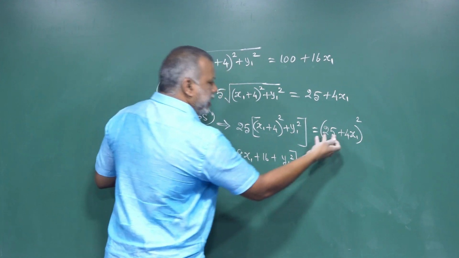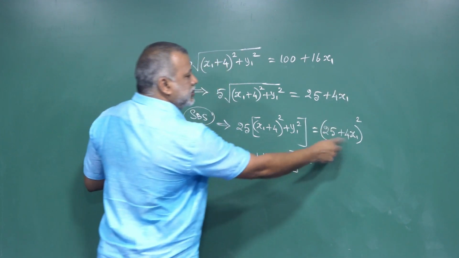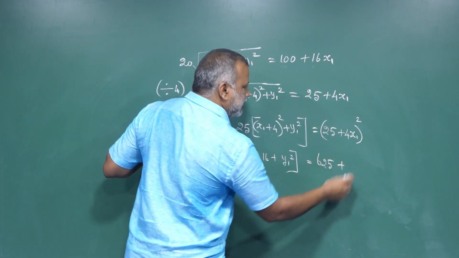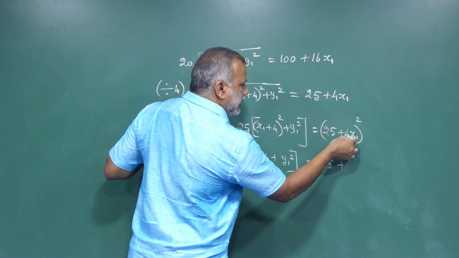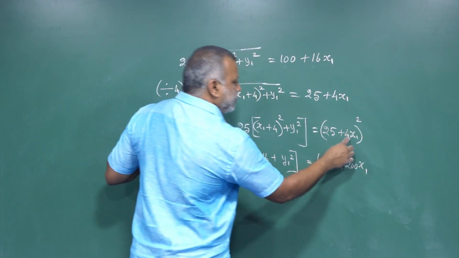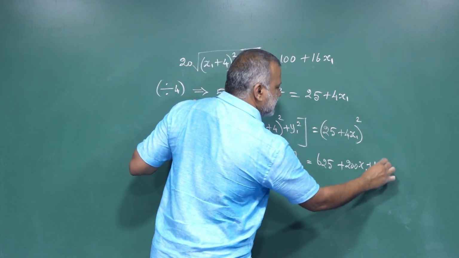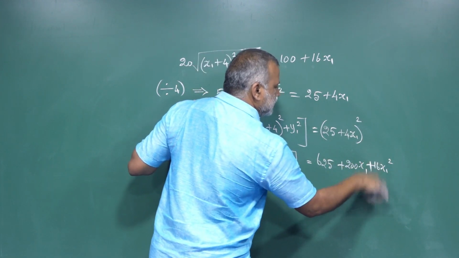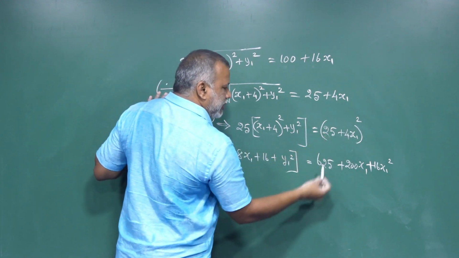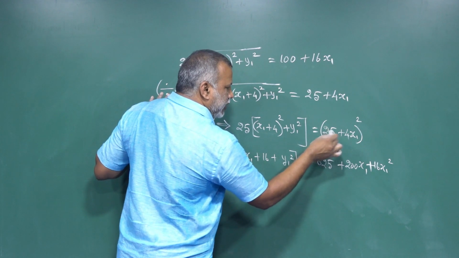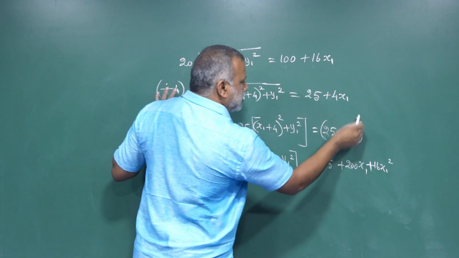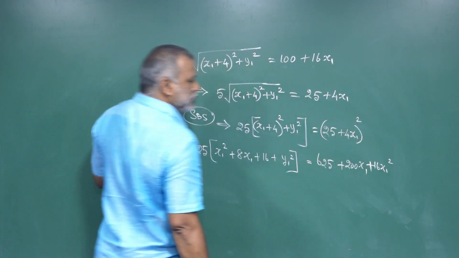In your RHS side, it is in the form of a plus b the whole square. So 25 square becomes 625. Then plus 4 into 25, 100, again into 2, we can get 200x1. Again 4x1 means we can get 16x1 squared. So listen carefully, a plus b the whole square formation: 25 square becomes 625, then 4 into 25, 100, 100 into 2, 200x1, and 4x1 the whole square, 16x1 whole square.